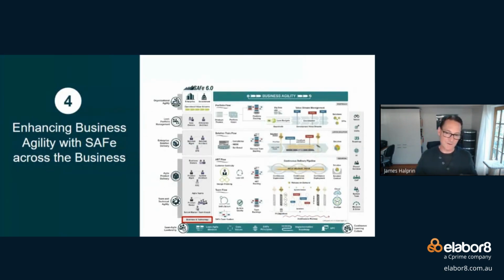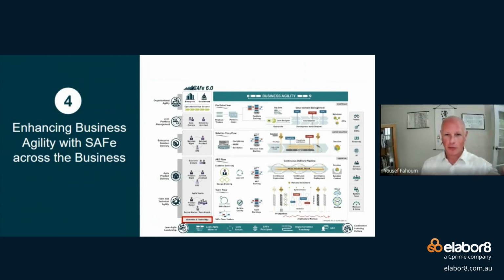And that is a very high-level walkthrough of the first 3 themes in 6.0. I'm going to hand over to Yusuf, who's going to talk us through the next 3. Thanks, James. So if I ask this group, what do you feel are characteristics of an organization that has fully transformed using SAFe or not?